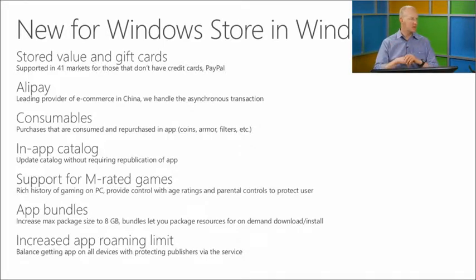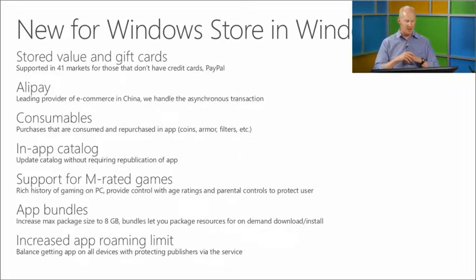Support for M-rated games. So we got a lot of feedback that based on the rich history of gaming on the PC, there's a lot of folks that enjoy games that fall into the M-rated category, and that's something that we're adding for Windows 8.1, and with age ratings and parental controls, it's really easy for you to decide whether that's an app that you're going to allow to be installed on your device or on a device in your family. And then app bundles.